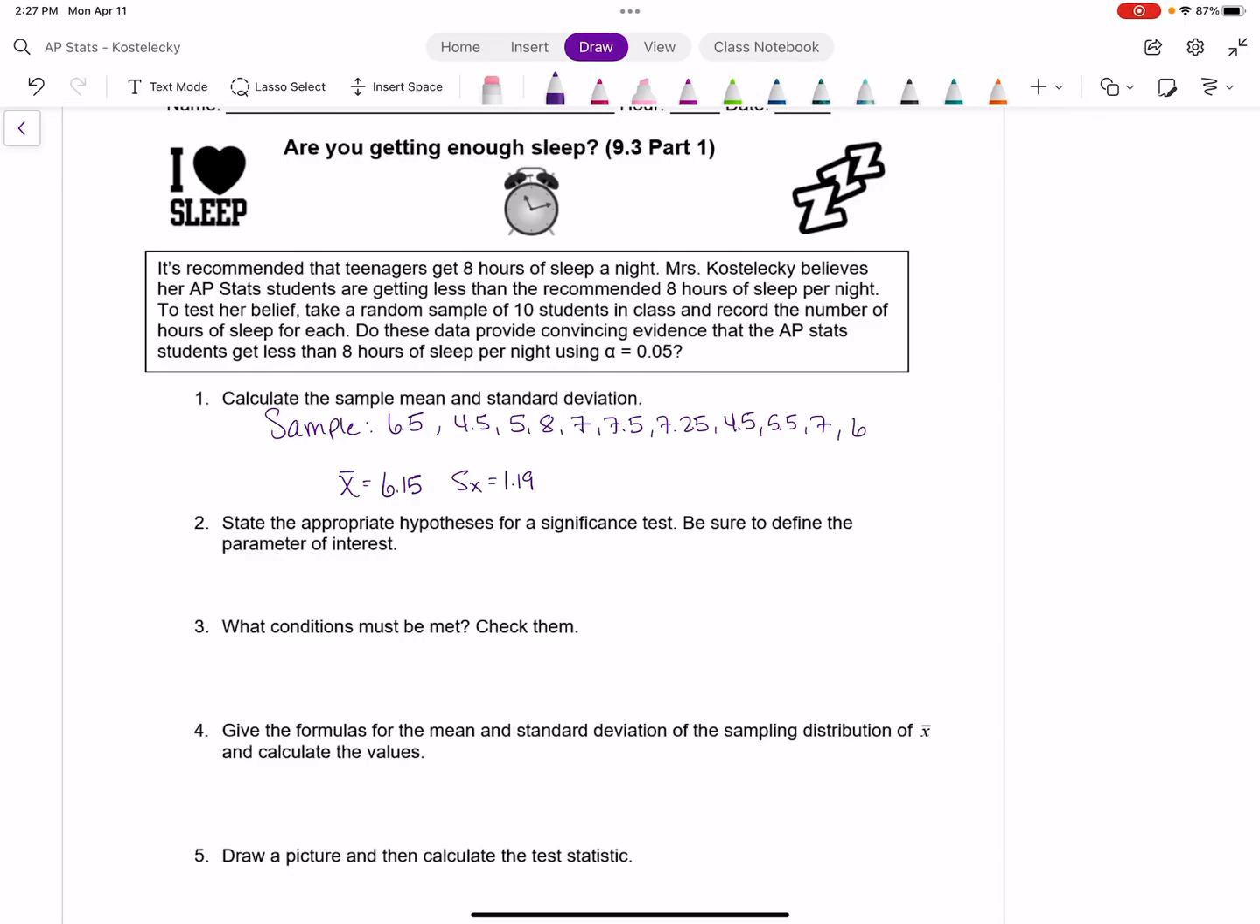Today we will be talking about how to do a significance test for means. So our context here is talking about sleep. Are you getting enough sleep?